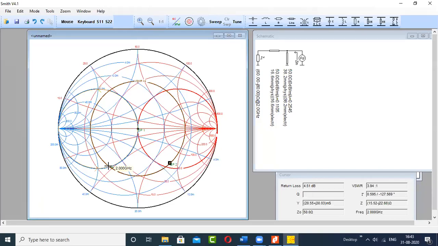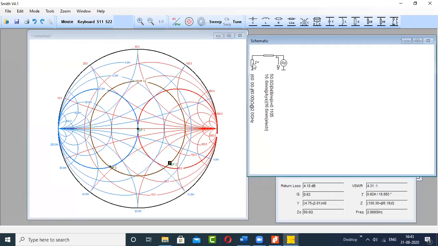To achieve what? A matched condition, which means the load is off. You can see that the load is 60 minus j80, whereas here I'm talking about this window. So the load is 60 minus j80. This is the impedance, so of course this is not 50 ohm. That's why it will not match with the generator.